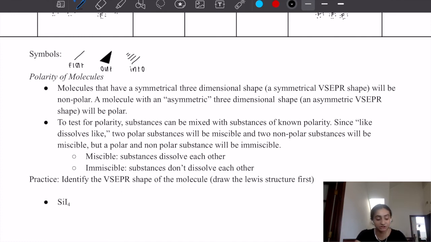These flat wedges just show a flat bond, and the wedges going outwards show a bond that's coming out of the page, and the wedges that are going inwards with the dashed lines show bonds that are going into the page. So VSEPR determines the polarity of not a bond, but a whole molecule.